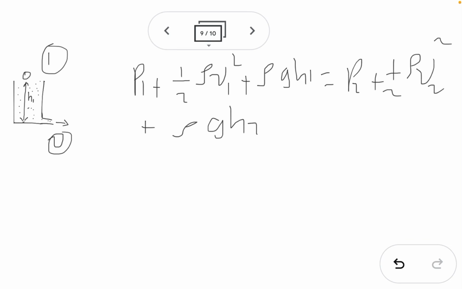Now looking at the pressure here, because the tank is open to the atmosphere, the pressure at the top is equal to the atmospheric pressure, and so is the pressure at the bottom. So the pressure at the top is equal to the pressure at the bottom, which is simply the atmospheric pressure, because both openings are open to the atmosphere. Having that in mind, we know that P1 is equal to P2, and we can simply cancel them out of the equation.